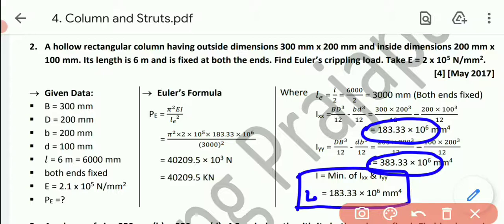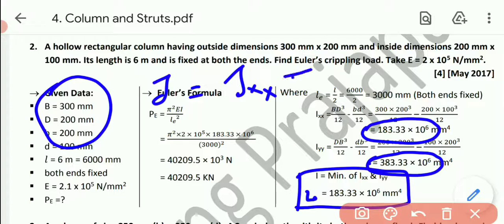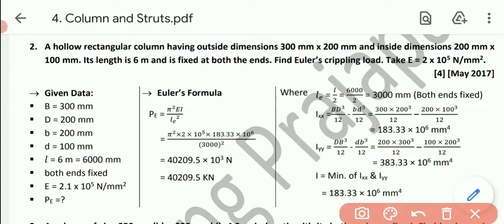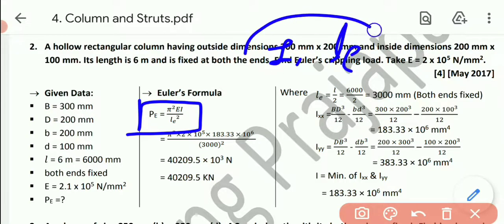You will ask, sir, in the previous example you didn't calculate I-XX and I-YY. That is just because for the circular section I is common. I-XX and I-YY both have the same formula, pi by 64 d raised to 4. That's the reason I didn't calculate them separately in the previous example. Otherwise we always need to calculate I-XX and I-YY and then take the minimum moment of inertia. From this formula the unknowns were I and LE, and I have calculated both of them.